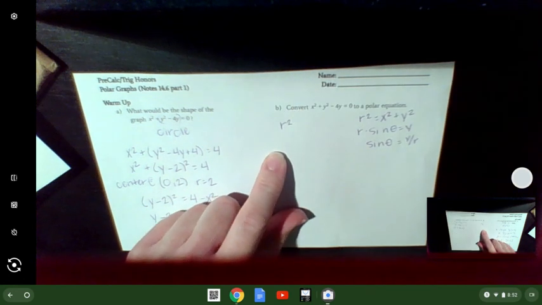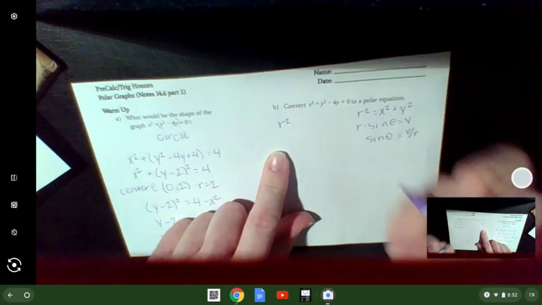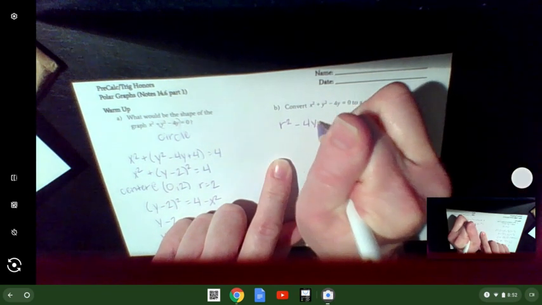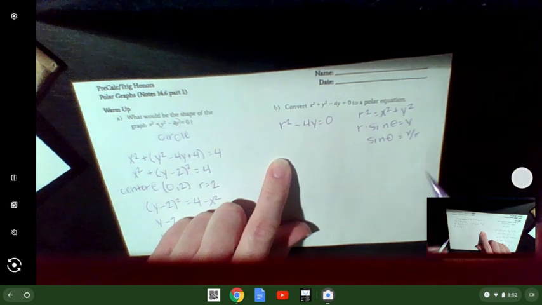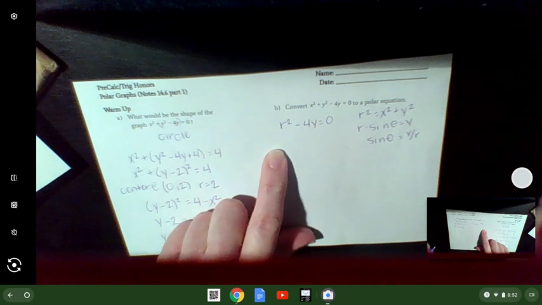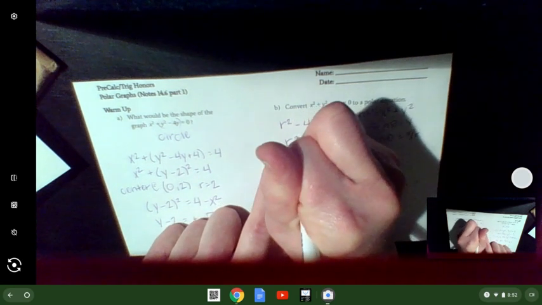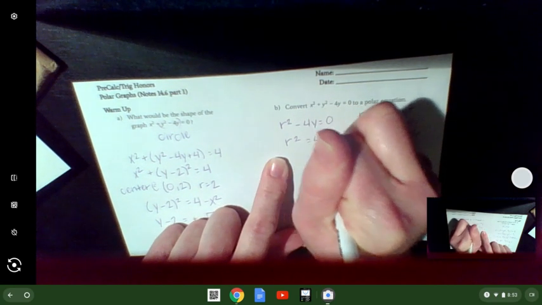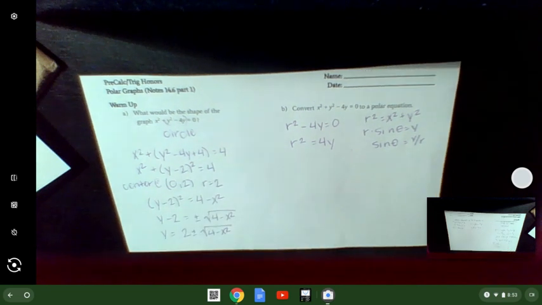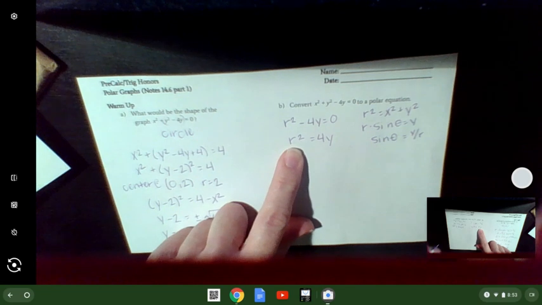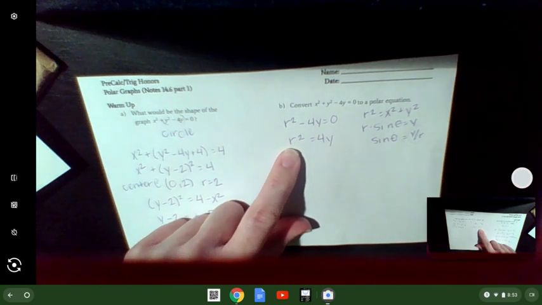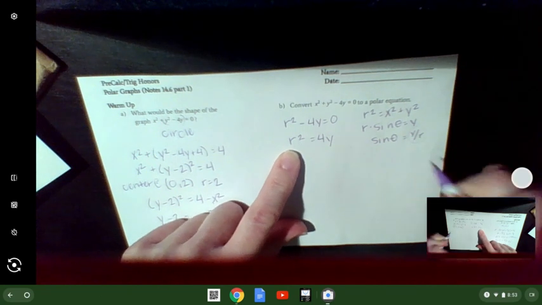Polar, remember, we want all r's and thetas, not x's and y's. So we have r squared minus 4y equals 0. Now, yes, for that y, I could plug in r sine theta, would work exactly the same way. I'm going to do a slightly different variation. I'm going to add 4y to the other side. I'm then going to divide by r, only because I know where we're going with this. I'm just going about it a slightly different way.